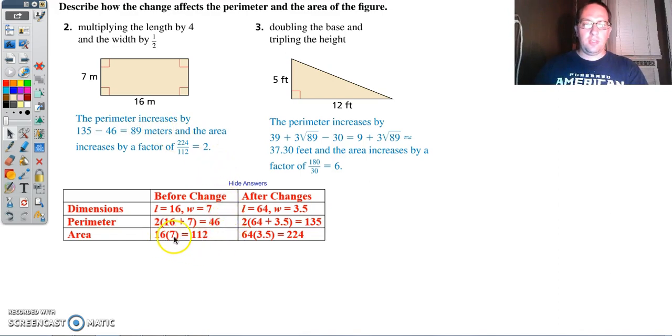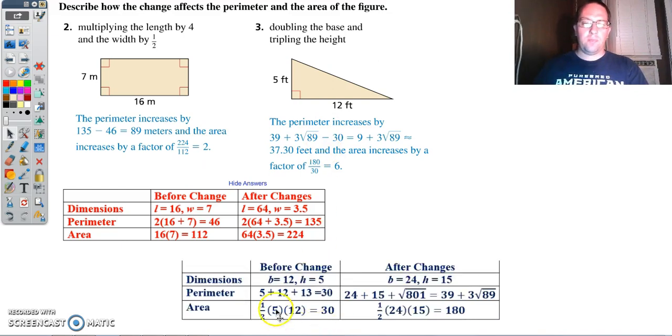For the area, 16 times 7, 64 times 3.5. But if you'll notice, again, times 4 times 1/2, half of 4 is 2. So it gets doubled. For number 3, here's a little table there. Original, 12 and 5. New, double the base, triple the height. So 12 times 2 is 24. Height, 5 times 3 is 15. This is a Pythagorean triple again. 5, 12, and 13 adds up to 30.